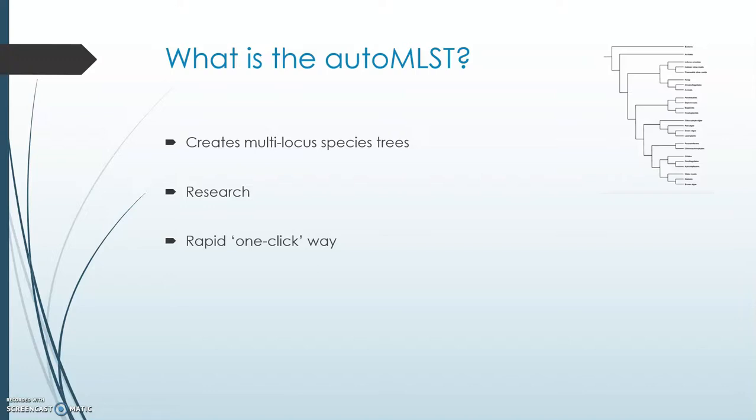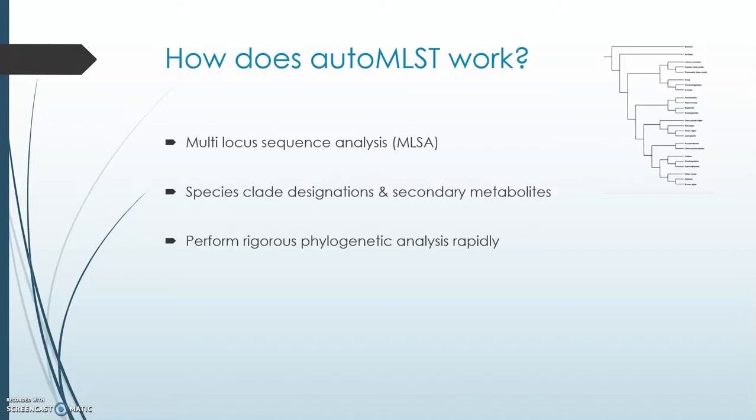However, these often require extensive expertise and time. That's why the automated multi-locus species tree, or AutoMLST, was created to provide a rapid one-click way to simplify this workflow. The second thing we're going to talk about is how does the AutoMLST tool work.